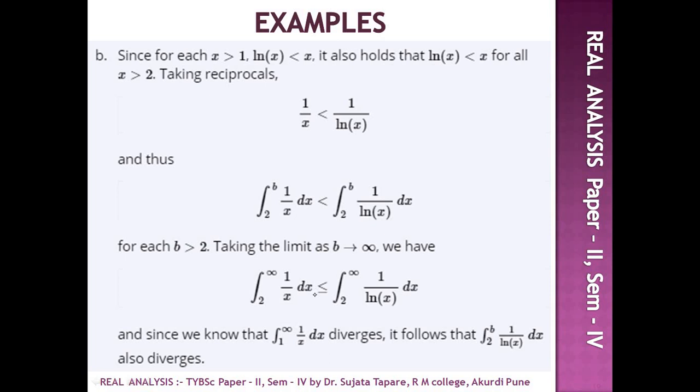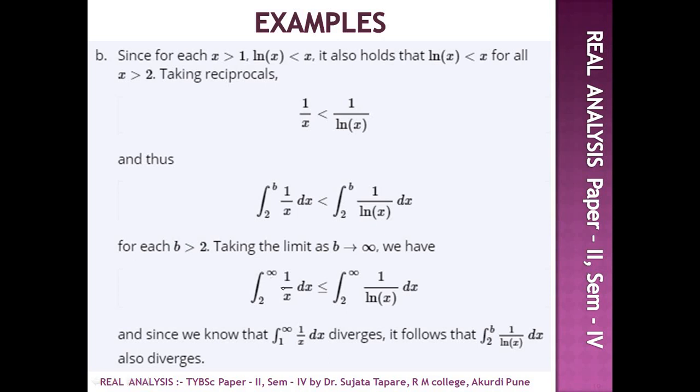Next one, to check convergence of this integral from 2 to infinity of dx upon log x. So we compare this log x with x. We know that log x is always less than x for all x greater than 2. Now if I take reciprocal, 1 upon x is less than 1 upon log of x. So take integration on both sides from 2 to b. Take the limit as b tends to infinity.